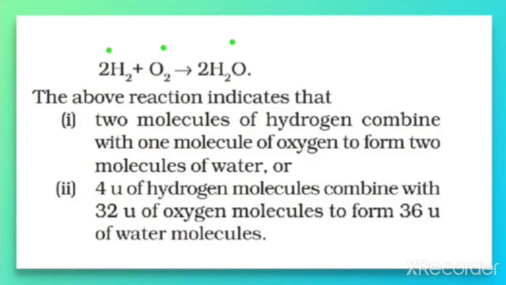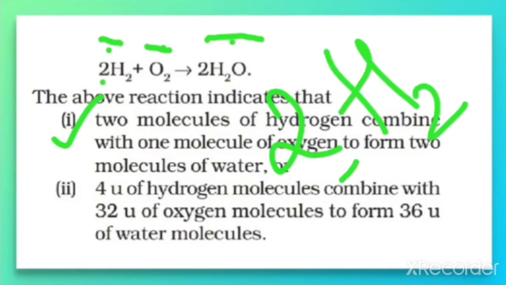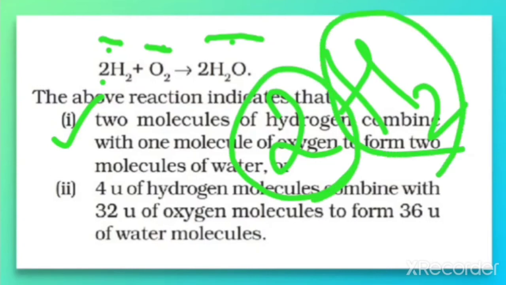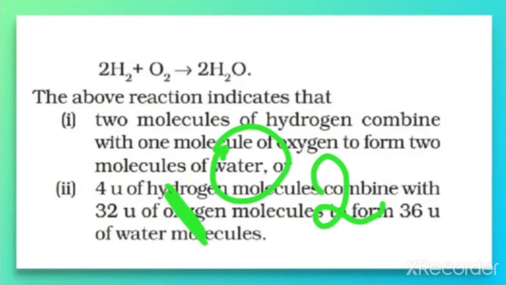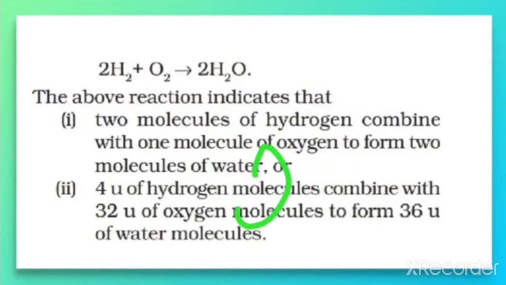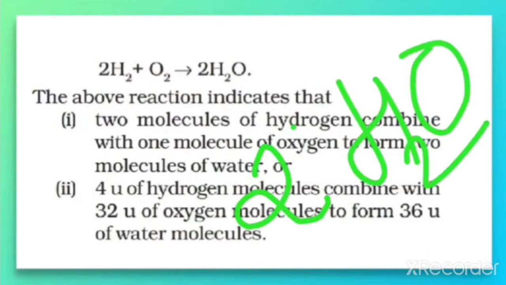That means this above reaction can be indicated in two ways. How? First, two molecules of hydrogen combine with one molecule of oxygen to give rise to two molecules of water. Why am I saying two molecules of hydrogen? Because 2H2 means two molecules of hydrogen plus one molecule of oxygen gives two molecules of water. Why two molecules? Because 2H2O means two molecules of water.